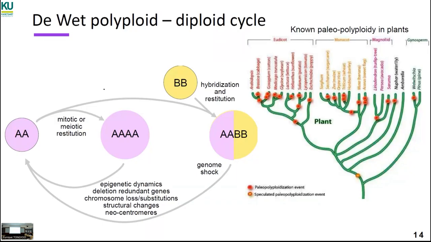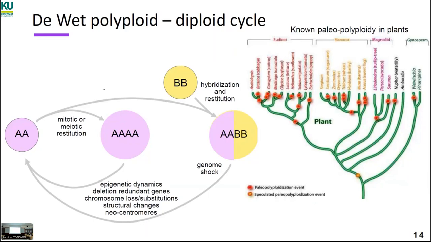And even due to epigenetic dynamics, you can have what we call the formation of a new centromere, a neocentromere. But most importantly, in the polyploid you get loss of chromosomes. You also get loss of genes, because you don't need many copies of genes. You just have two alleles of the gene, two copies of the gene. In general plants, that is enough.